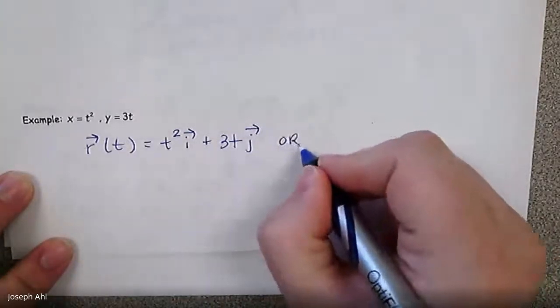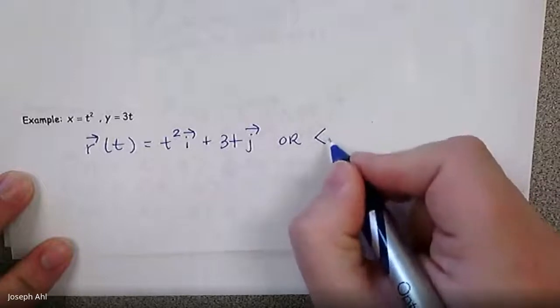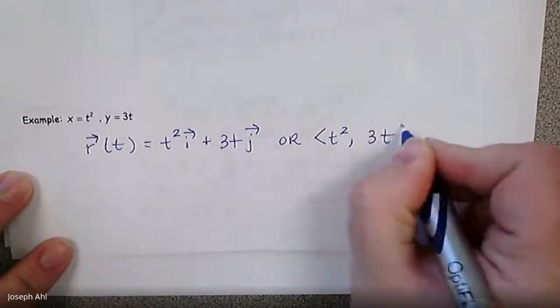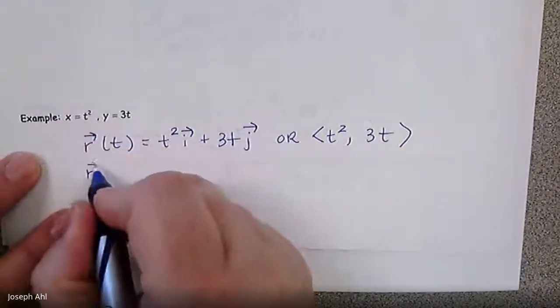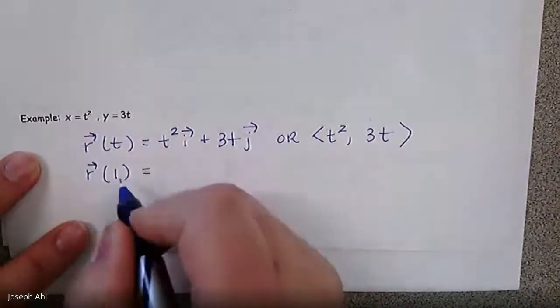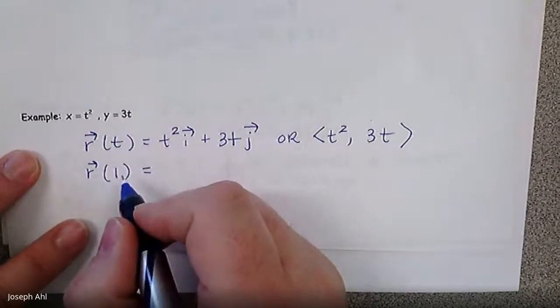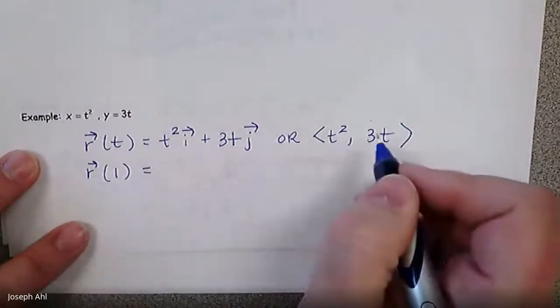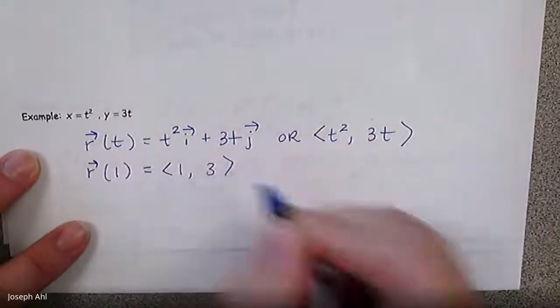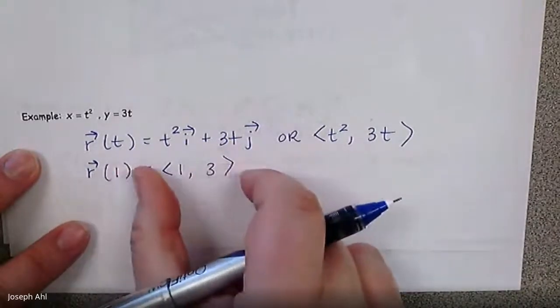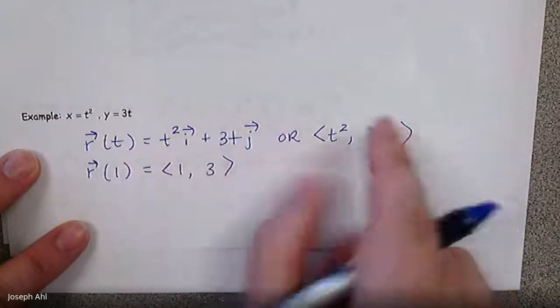I have a feeling that our preference will be to use triangular braces and say that this is just of the form ⟨t squared, 3t⟩. And then we can calculate things like, what is the vector valued function r at 1? So what would be its horizontal and vertical components? Well, it'll be 1 squared, which is 1, and then 3 times 1 is 3. So it's pretty easy to sub in to get our vector valued function at specific values of t.